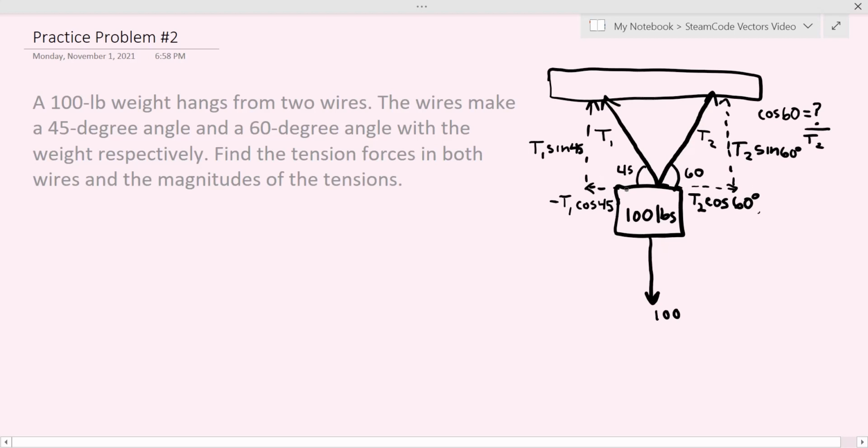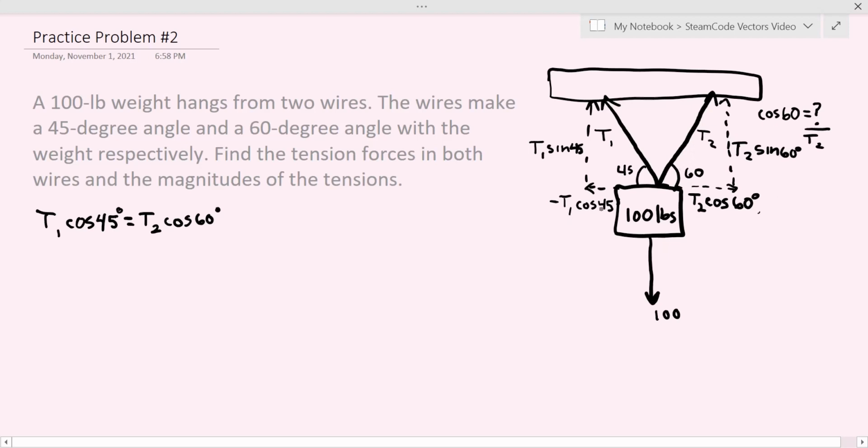Now let's set up a system of equations and solve. Because this weight is not moving, the forces have to be equal. And so tension 1 cosine of 45 would have to equal tension 2 cosine of 60. Remember, these are degrees. Now, why is that? Because T2 cosine 60 is the component of the tension 2 wire in the x direction.